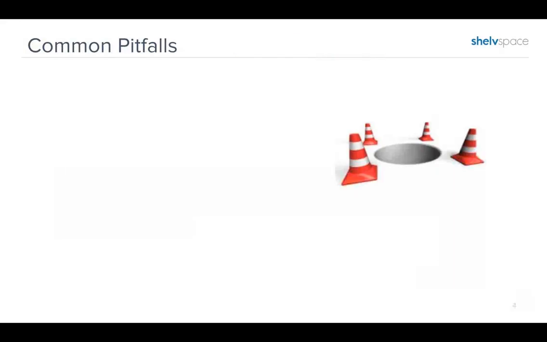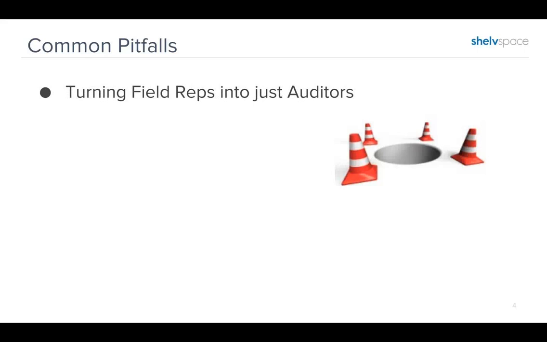So with that, what are some common pitfalls as companies are building their retail execution plan? Number one is turning field reps into just simply auditors, where they're just going in and they are taking information. They're not leveraging their power to take action, make sales, and improve store conditions. So as we go over the different forms and reports, we'll cover how to make sure this doesn't happen, how to ensure that your reps are making a difference and not just collecting information.